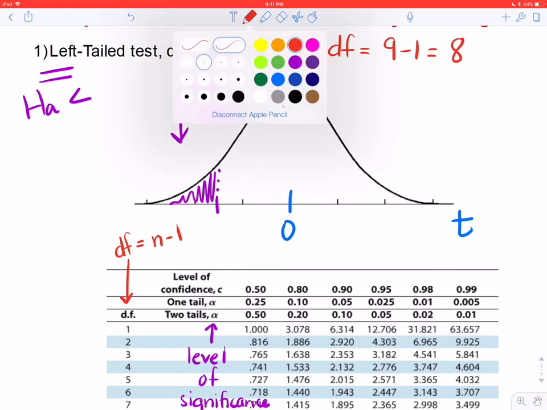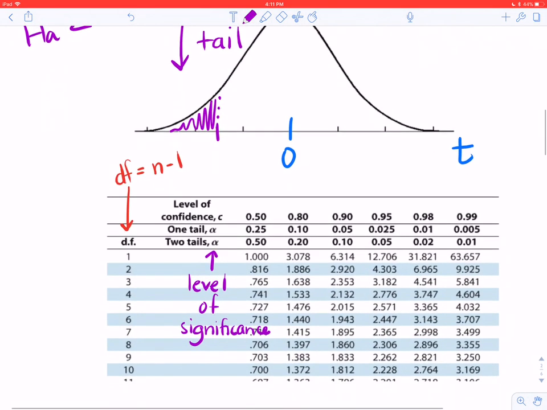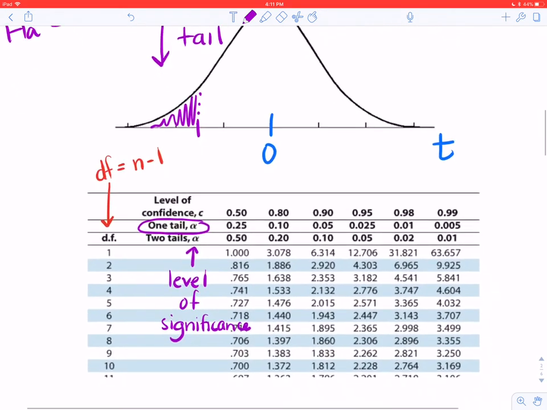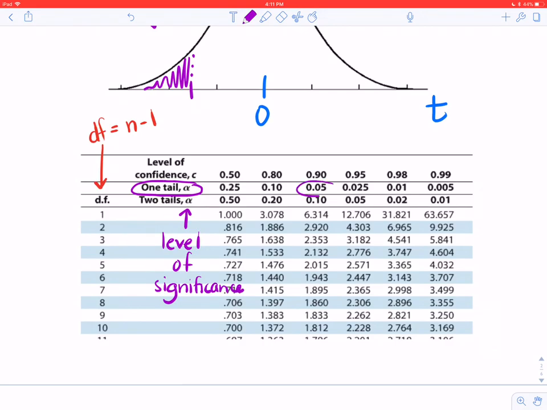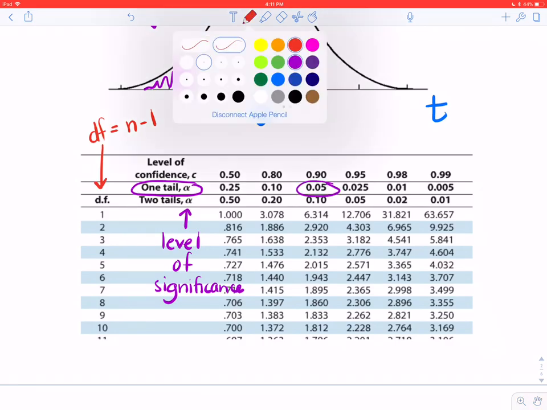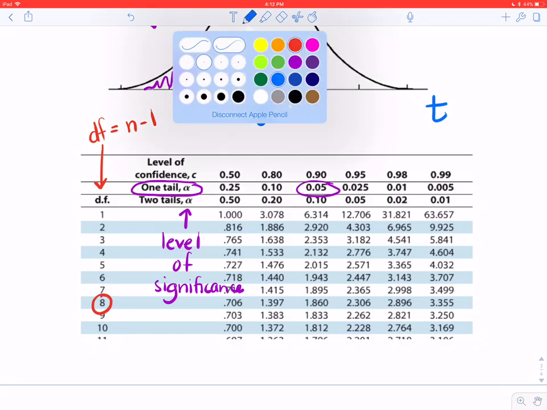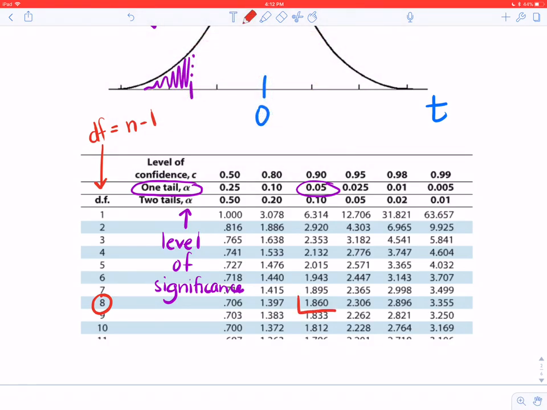So when I go to my table, my t-table, I'm going to look this up as a one-tail alpha. One tail goes for left or right, and that level of significance was 0.05. And then we said to use 8 degrees of freedom, and that's going to show me a critical value of 1.860.